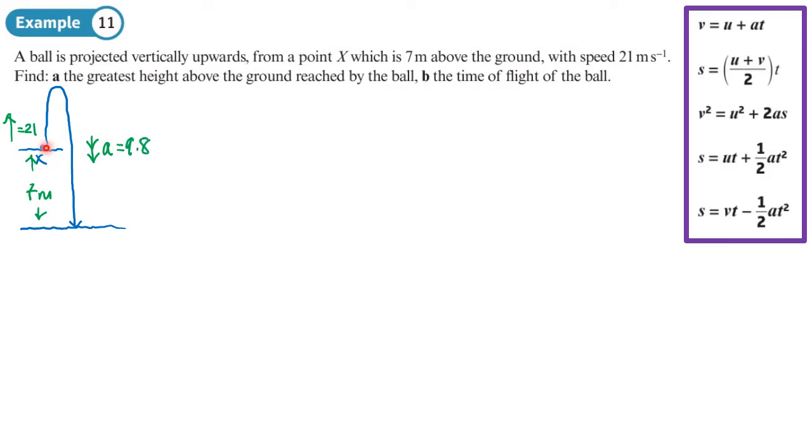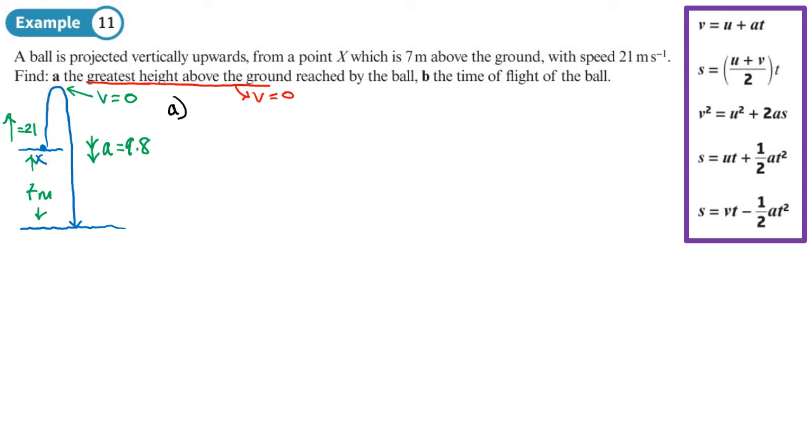So there's my diagram of what's going on. This is the path of the ball, up and back down again. And then in part A, it says the greatest height above the ground reached by the ball. Now remember, at the greatest height, the velocity is 0. So at this point here, the velocity is 0. So we want to find out how far above this point is the velocity 0, and then the greatest height above the ground reached by the ball will be this height plus the 7 it was already above the ground. So we want to find this here.